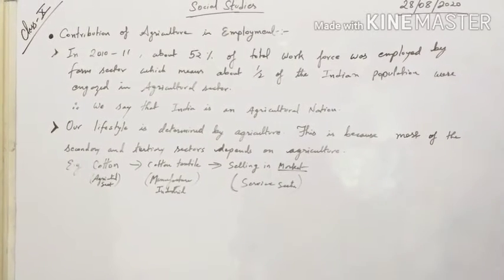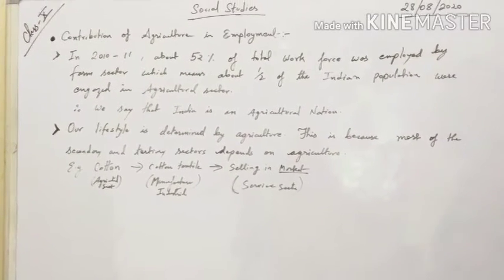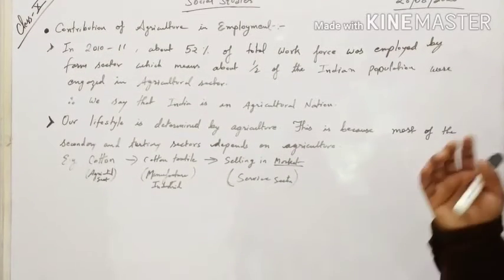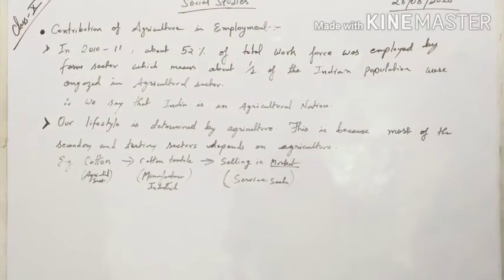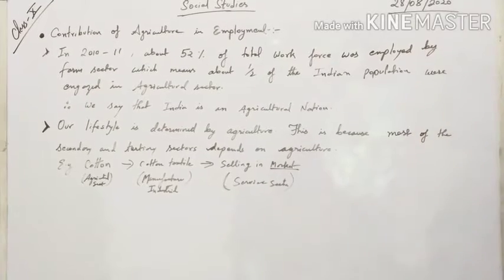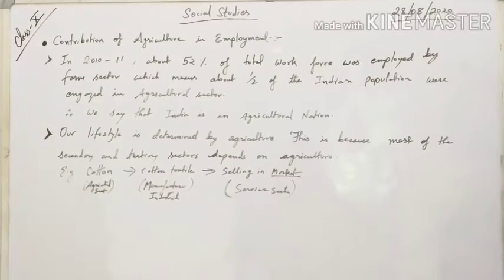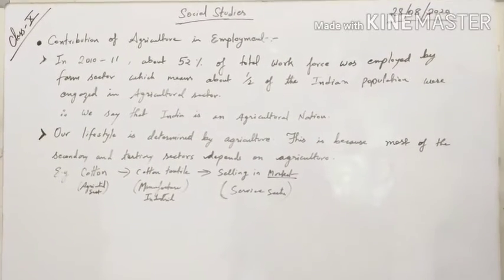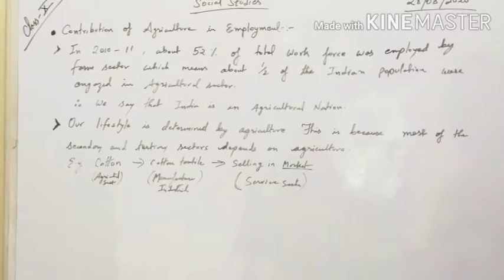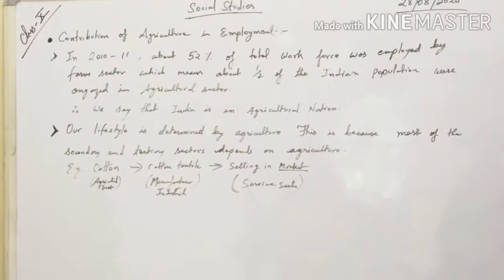Now, in all these three sectors, primary, secondary, and tertiary, men are employed. That is why we can see from here that about 52%, it is not a small amount, it is not a small figure, it is a huge figure. About half of the Indian population is engaged in the agricultural sector.